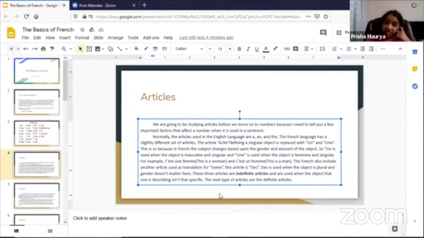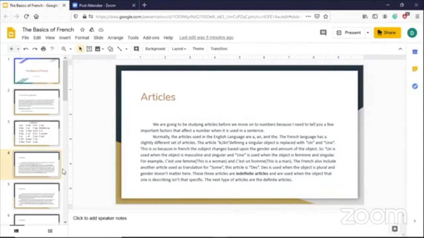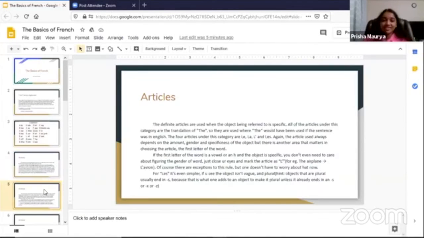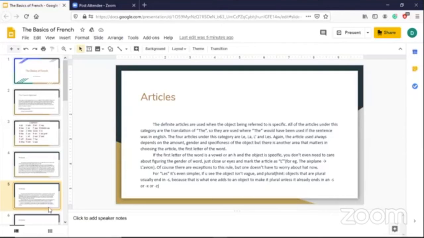Des is used when the object is plural and the gender does not matter here, because when you use things in plural, you don't have to care about figuring out the gender. You just go ahead and write this or the other article that I'm going to talk to you about. So if we were saying some people, we would have to use des? Yeah. Okay. Des is in the translation of people, and then you can use it in a sentence. Okay. So thank you for asking the question.